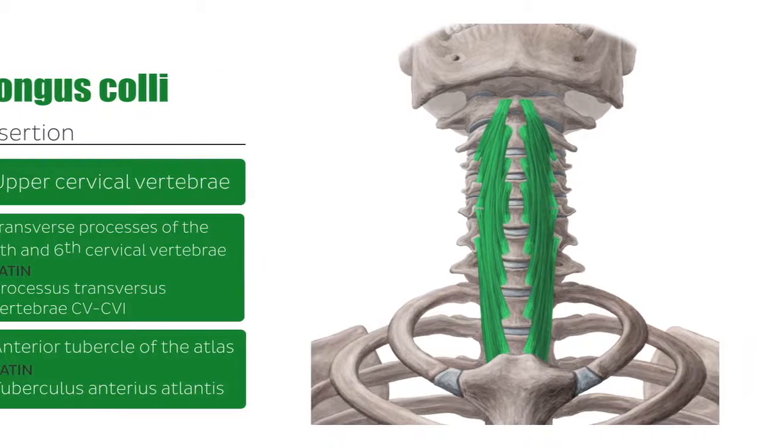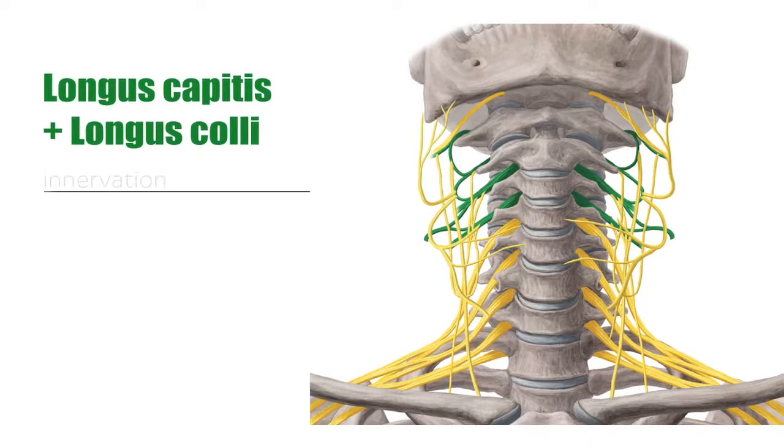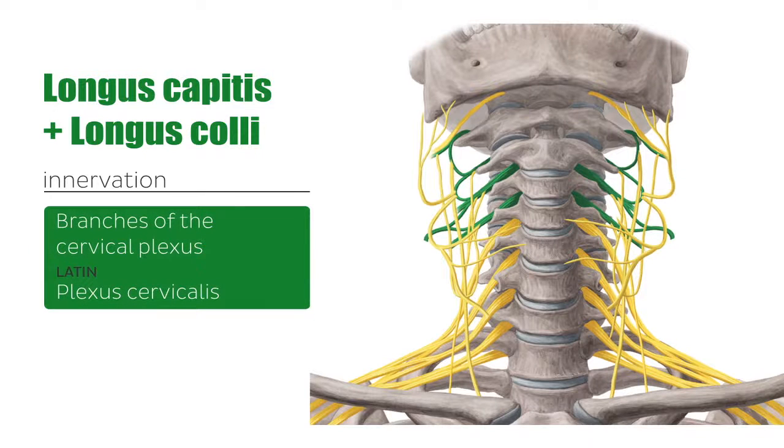Now let's take a look at the innervation that is seen here highlighted in green for the longus capitis and the longus colli. What you need to know is that these muscles are innervated by branches of the cervical plexus.